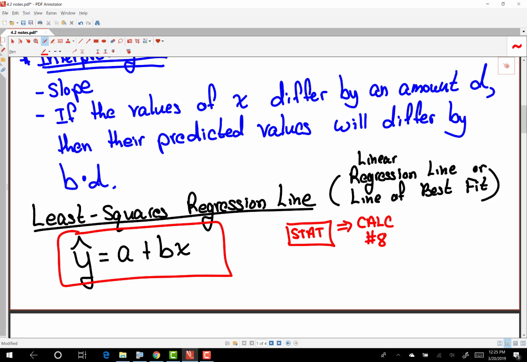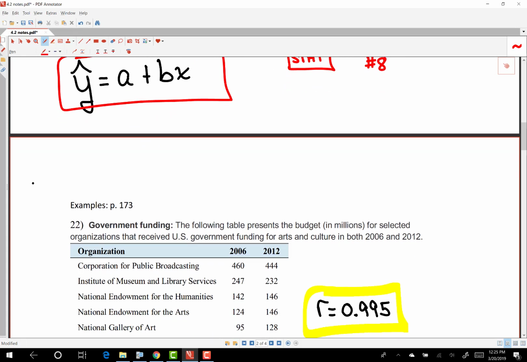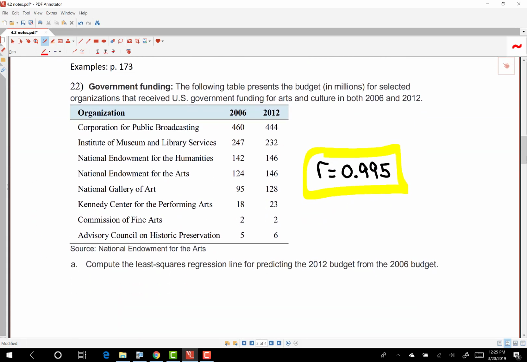So let's look at a couple examples. For the first one, this is the one that I think I still have in my calculator. We saw it in the last section. It's on government funding. It says the following table presents the budget in millions for selected organizations that received U.S. government funding for arts and culture in both 2006 and 2012. And we calculated the correlation coefficient in the last section. If you recall, it was r equals 0.995, which was a very strong positive linear association between the two variables. And we saw that if an organization was highly funded in 2006, it's also going to be highly funded in 2012.